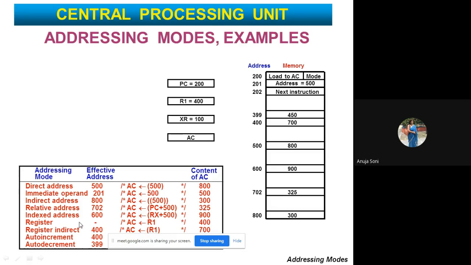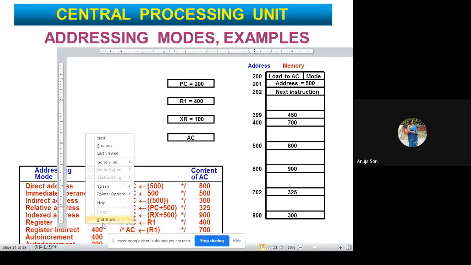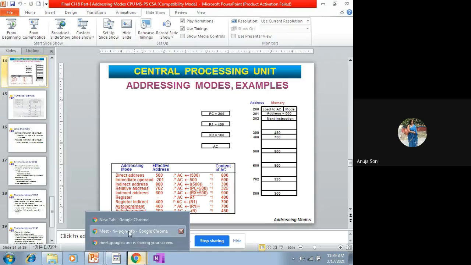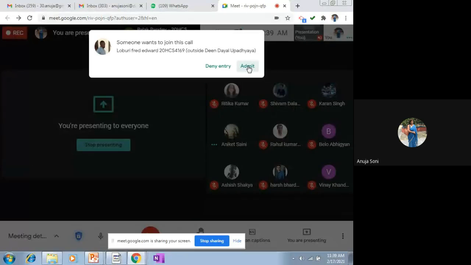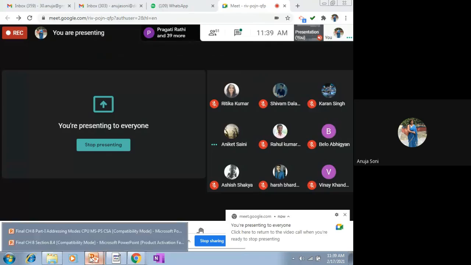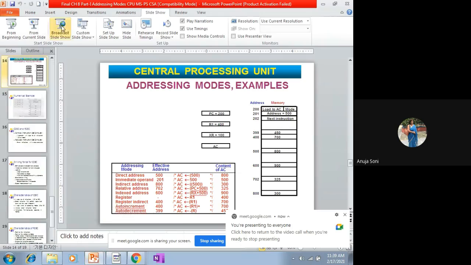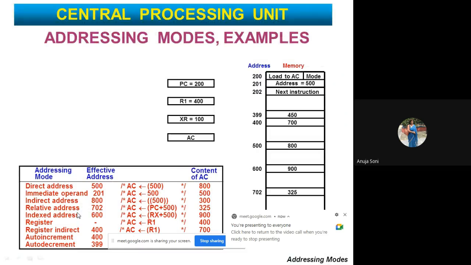What is the definition of the register direct mode, rather the register mode, register addressing mode? It says how to calculate the effective address and how to calculate the value of the final operand. It says that whichever value is stored in the register, this itself will become the value of the operand.